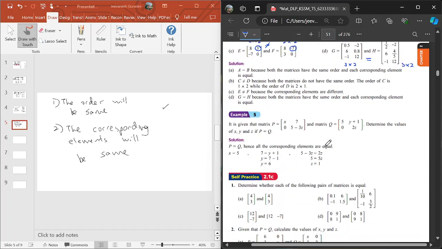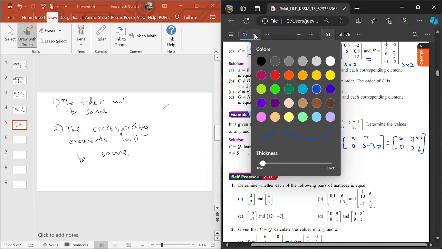Okay. If you are given the matrix P and matrix Q like this, determine the values of x and y if P is equal to Q. It's pretty straightforward. If you write the matrices to look like this, it is equal to 5, 0, y plus 1, 2z.